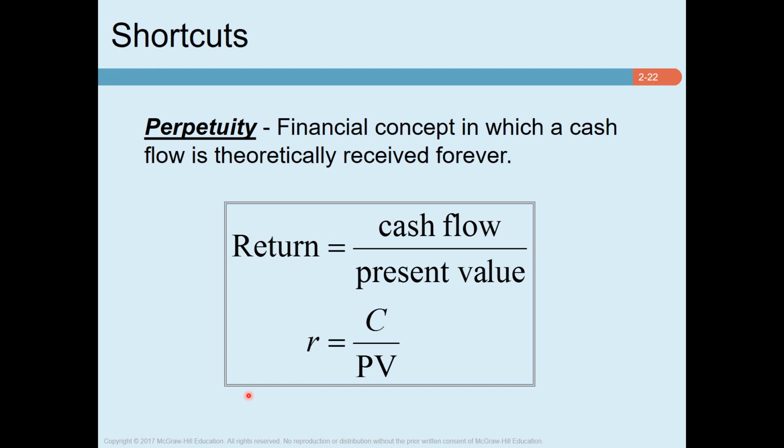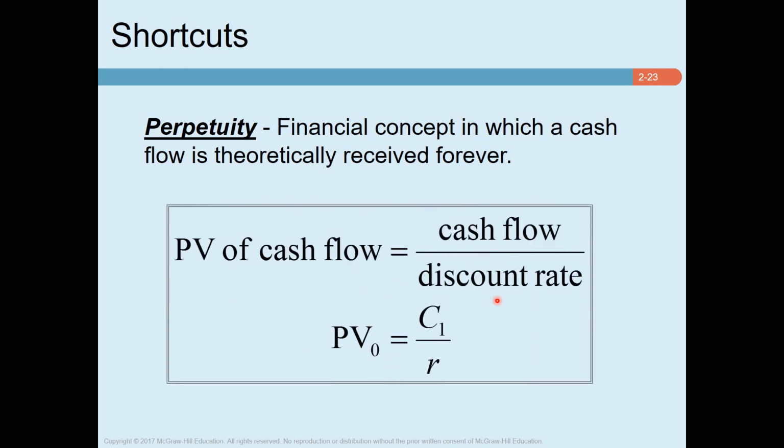Okay, and this is the simple formula to calculate the return on a perpetual cash flow, which is the cash flow that comes every period divided by the present value. And this is how we calculate the present value of a perpetual cash flow, which is the periodic cash flow divided by the discount rate. Okay, so no matter how much cash flow comes, because the cash flow will be the same every period and it's supposed to continue for an indefinite period, we take the cash flow and divide it by the discount rate to get the present value.